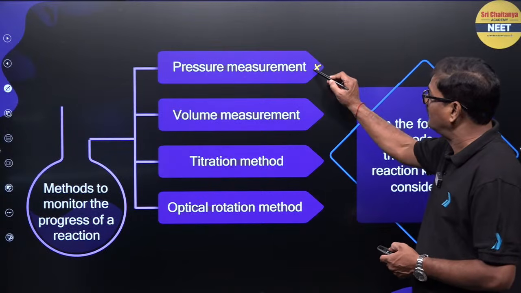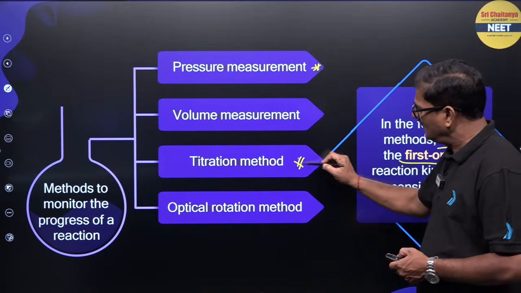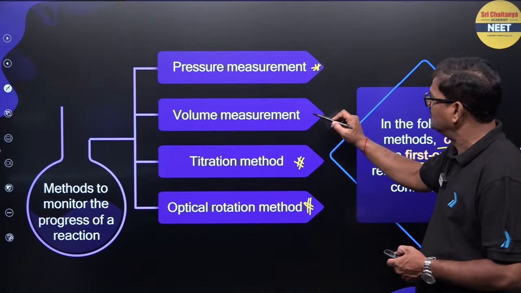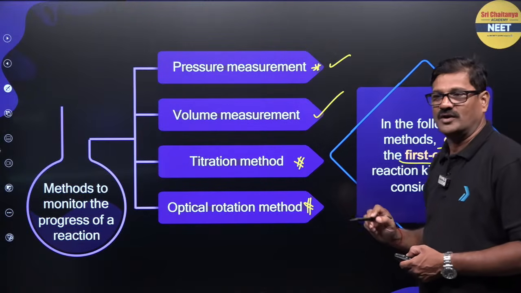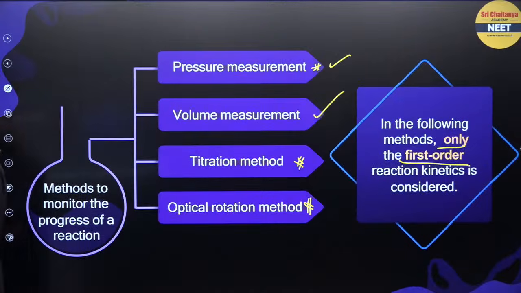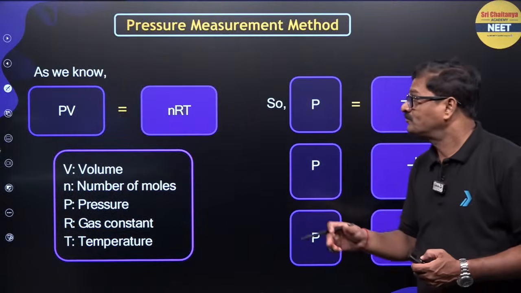This is quite important, beta, very important. Titration method and optical rotation method you can see later. This and this are very important. Are you ready? We'll discuss that. NCERT pressure determination method is given here, bachon.